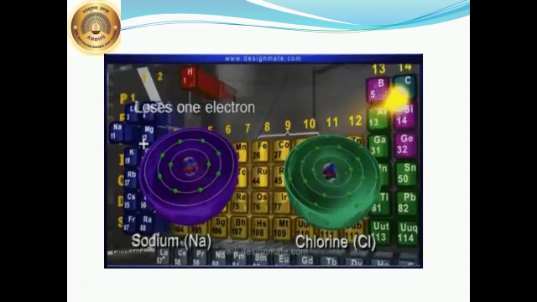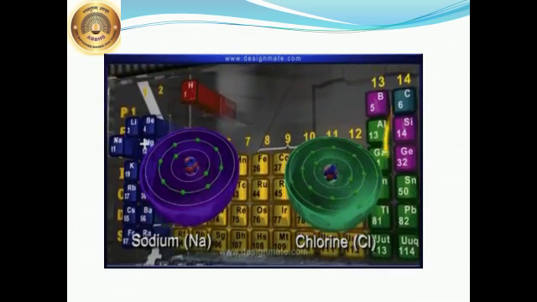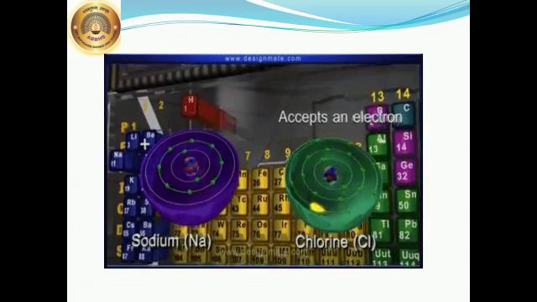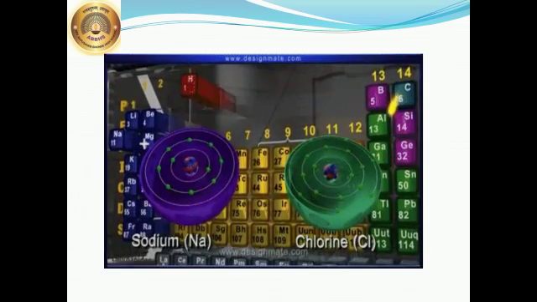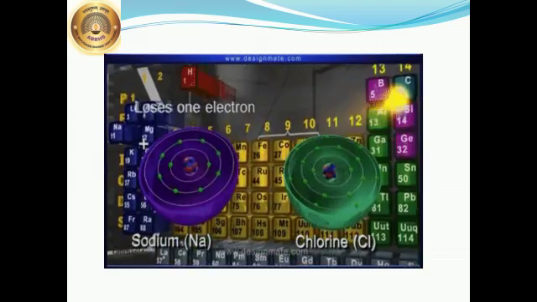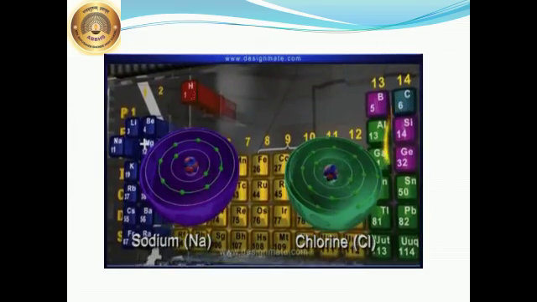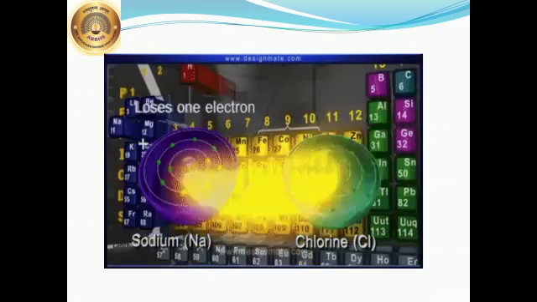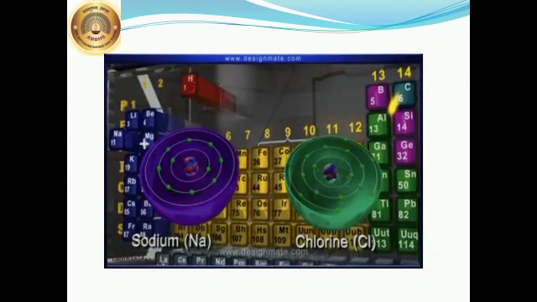Now, can you see in the picture here, children? Sodium and chlorine is there. Okay. Sodium has the electronic configuration 2, 8, 1. The atomic number of sodium is 11. The atomic number of chlorine is 17.